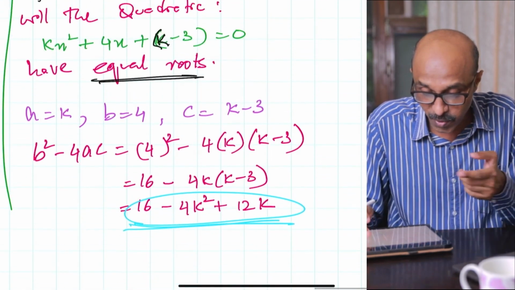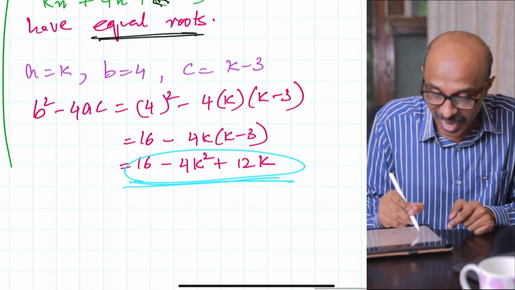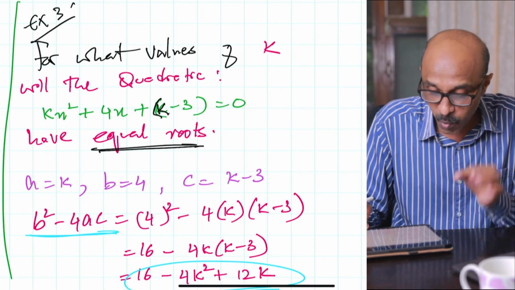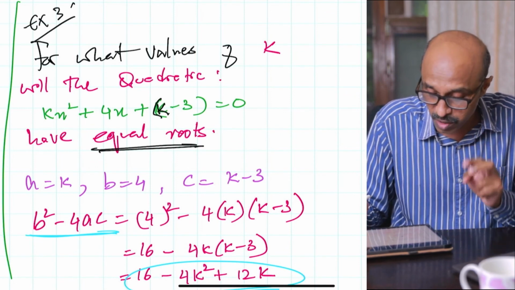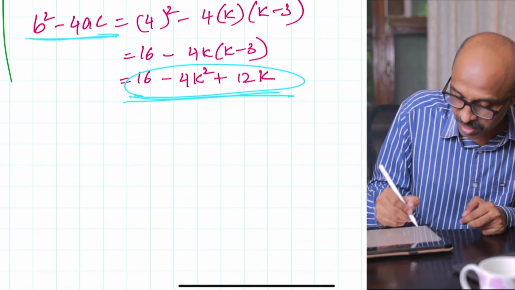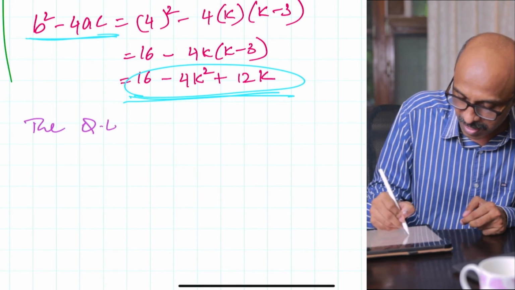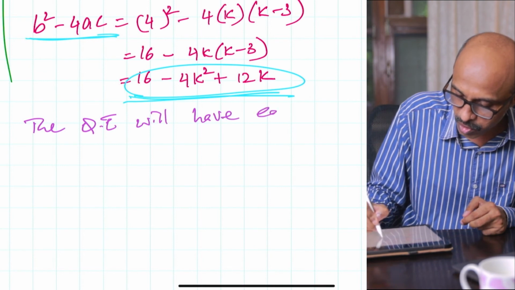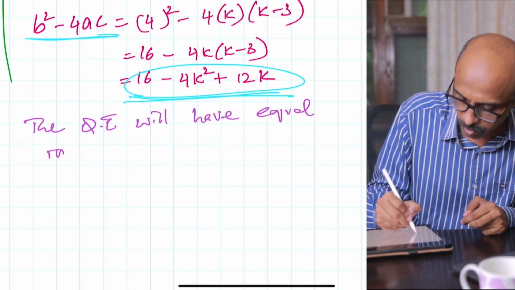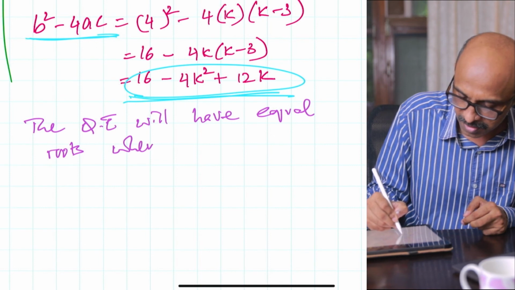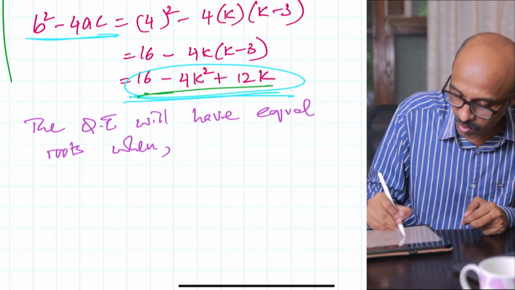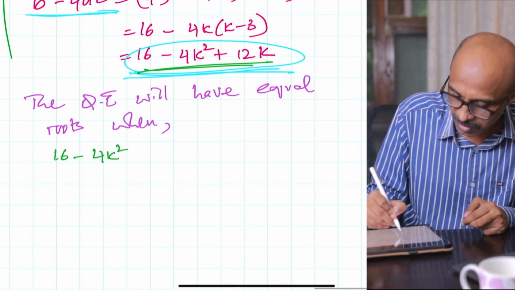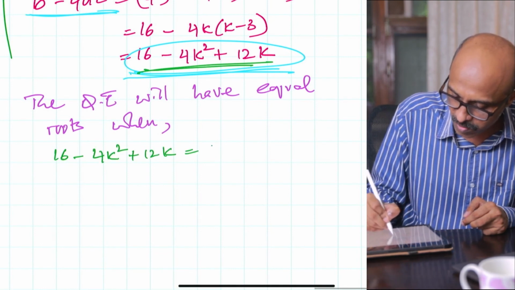This is another quadratic within a quadratic, but the second quadratic in k is actually the discriminant of the original quadratic. And what are we trying to do? We're trying to find out when will that original quadratic have equal roots. The quadratic will have equal roots when this expression that we found out is equal to 0, okay? When 16 minus 4k square plus 12k is going to be equal to 0, okay?